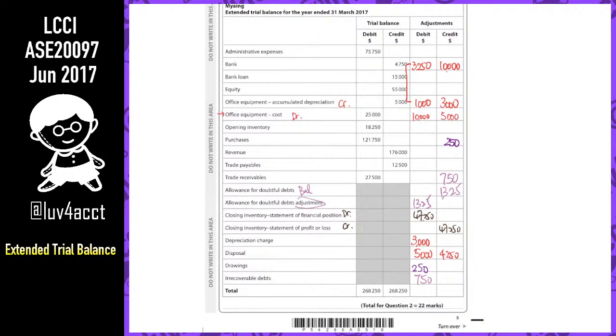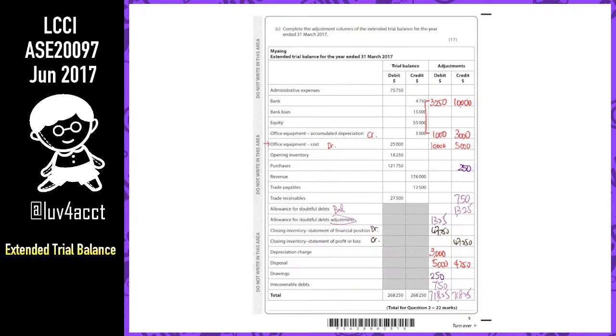Okay, so I have calculated 71,825. Let us confirm. Yes. Okay, so 22 marks, question 2, done. Next question.